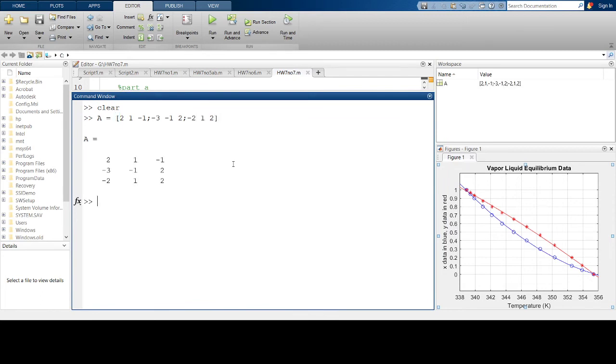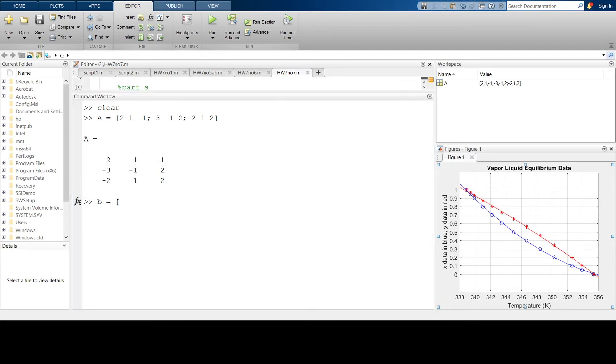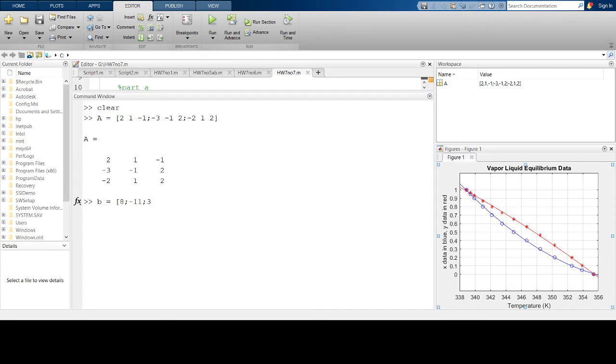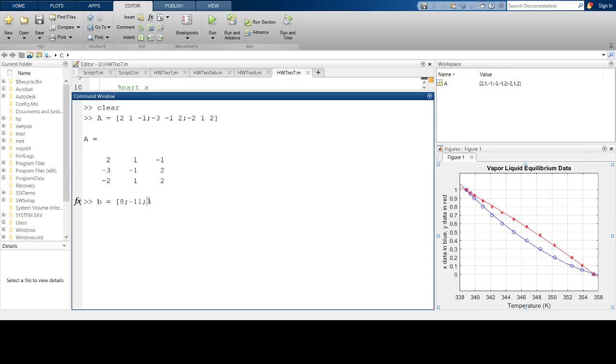So I have my matrix of coefficients, and then I'm going to create my column vector B containing the numbers on the right hand side. So in this case it's 8, minus 11, minus 3. So I have 8 semicolon minus 11 semicolon. Is it 3 or minus 3? It's minus 3. Here we go.